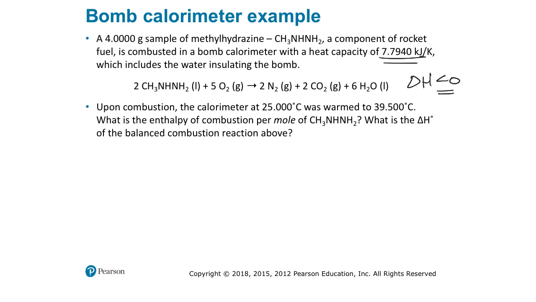And so upon combustion, the calorimeter, originally at 25 degrees, warms up to 39.5 degrees. What is the enthalpy of combustion per mole of the substance, and what is the delta H of that balanced reaction above? These are the two main types of questions that you expect to find in a bomb calorimetry problem. Enthalpy of combustion per mole of substance. Sometimes per gram of substance is relatively fine to ask too. And then also, what is the delta H of the balanced reaction?